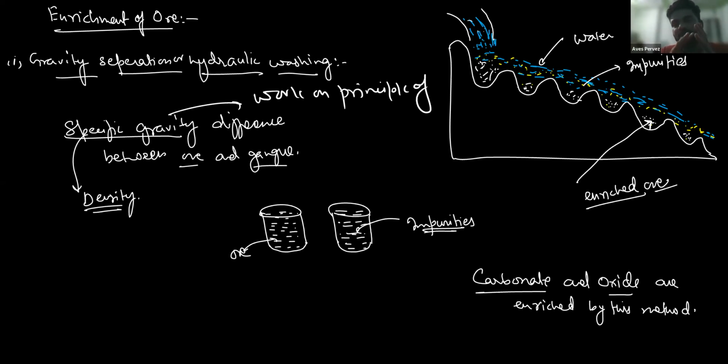So mainly the ore that can be enriched by this method is the carbonate and oxide ore. Carbonate and oxide ores are enriched by this method. Have you noted this one? Carbonate and oxide ores are enriched by this method. Yes, sir. So now you understood what specific gravity difference is?